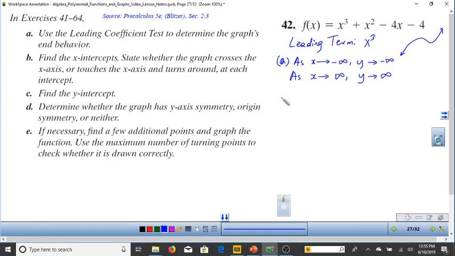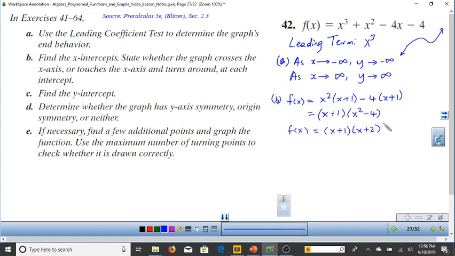Then let's find our intercepts. I am going to factor the function. So we're going to do f of x, going to factor it by grouping. So we have x squared times x plus 1, and then minus 4 times x plus 1. Turns out grouping works. So we end up with x squared minus 4 times x plus 1, where x squared minus 4 factors further to be x plus 1 times x plus 2 times x minus 2.